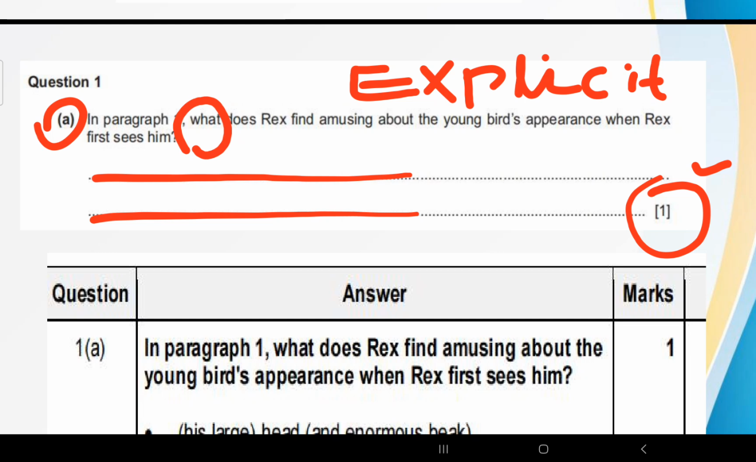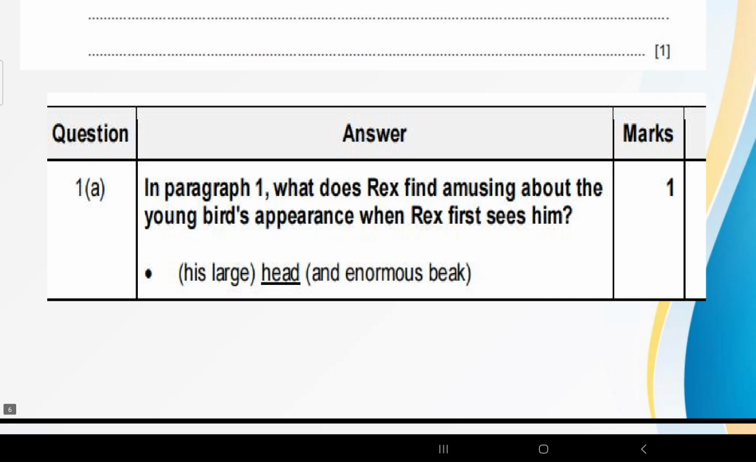So what does Rex find amusing? Basically, this is something that is mentioned there in the text. What does Rex find amusing about the young bird's appearance when Rex first sees him? So this is related to something that is mentioned in that text. Now look at this answer. In paragraph 1, our answer is just this word, head.